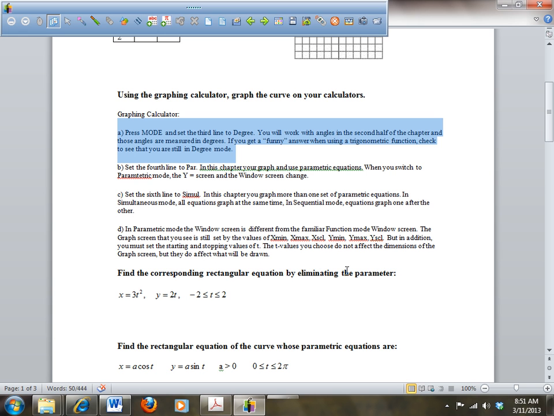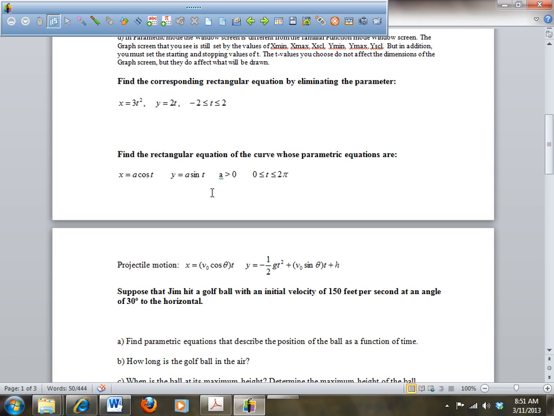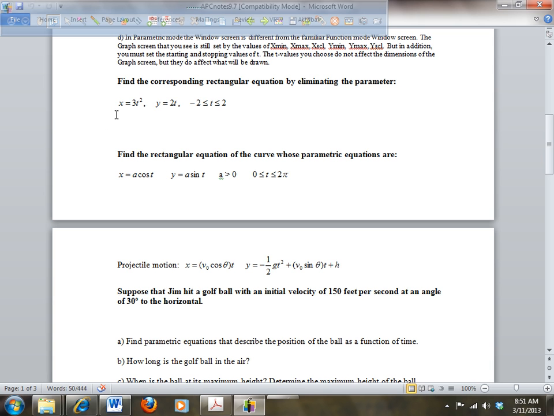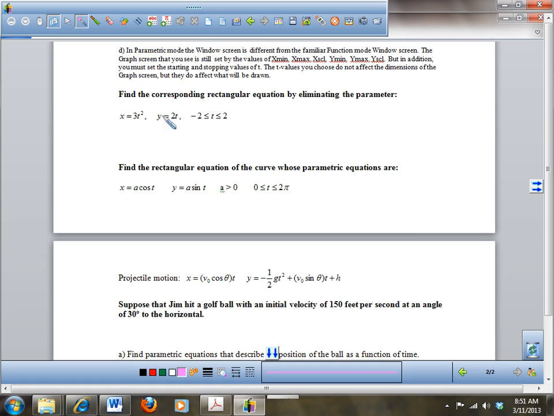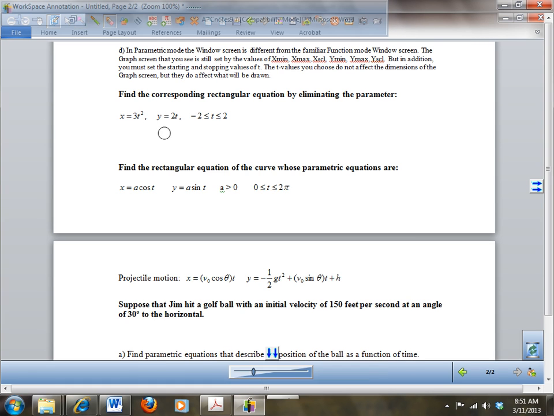Find the corresponding rectangular equation by eliminating a parameter. Okay, so for this one, what you want to do is solve one of these equations for t, and then plug it into the other equation. All right. So this is the same thing we just did, right? Isn't this the same equation? Okay. And so what I'm going to do is I'm going to solve y for t because it's easier. So y is equal, or t is equal to what?